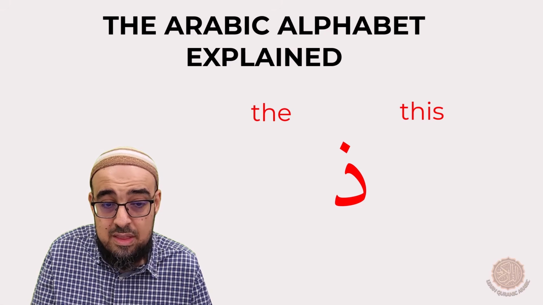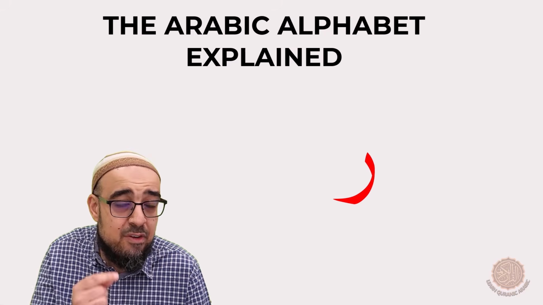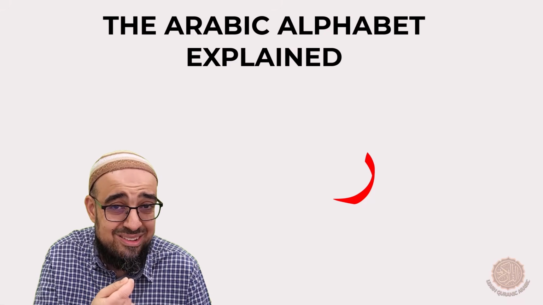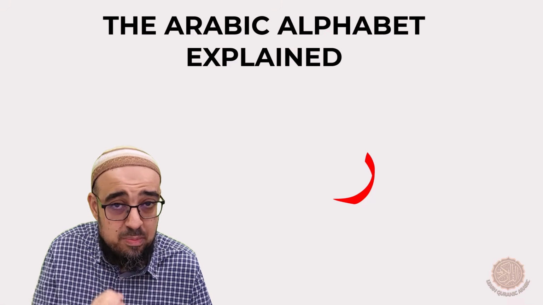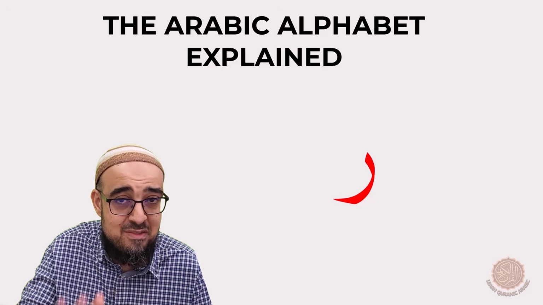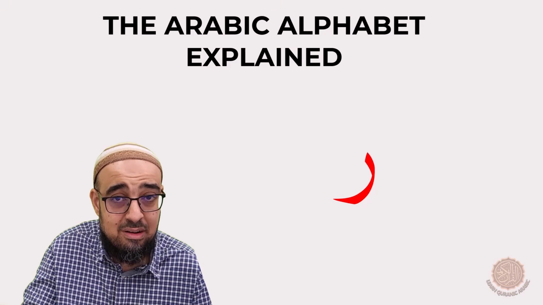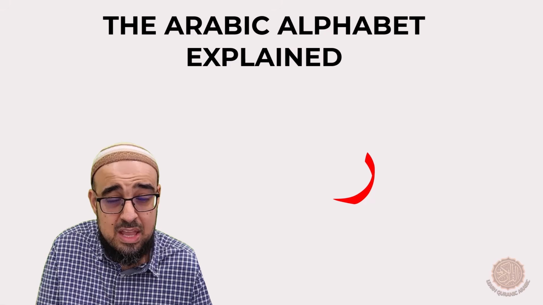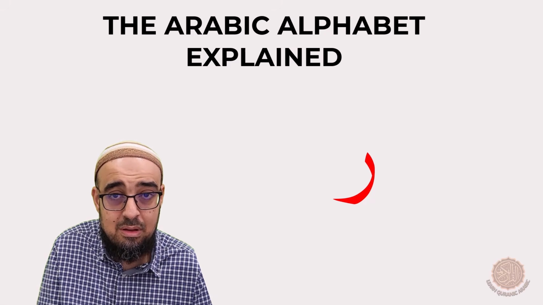Now, the next one is the ra. It has a bit of a rolling sound. Like you roll it, but you stop it before it just goes out of hand. It's like you're revving a car up. Not a long rrr. That's wrong. Ra. Now let's use the word, for example, rub.